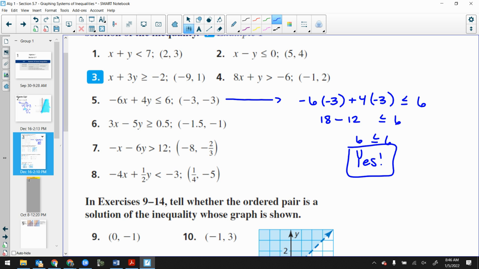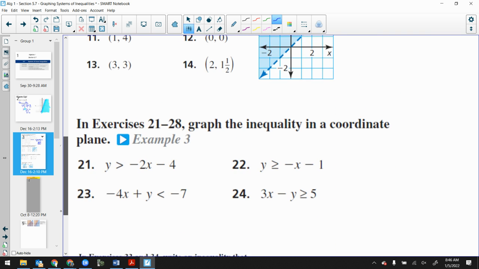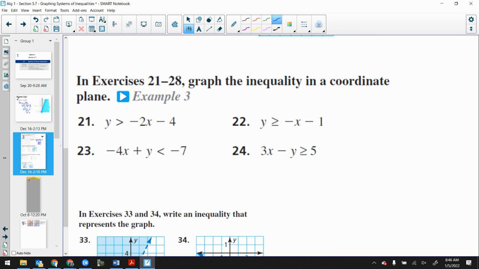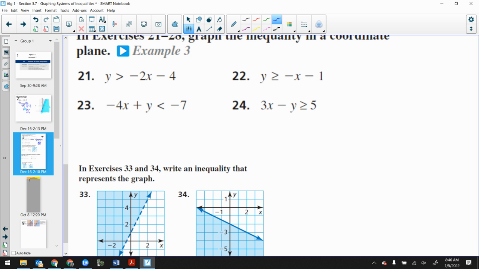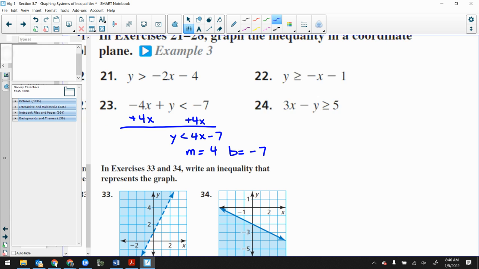What other questions do we have? What else do we want to go over? Let's pick one of the graphing ones. Which graphing problem do you want to see? 21, 22, or 23? Nathan? Can we see 23, please? Yeah. Let's take a look at 23. The first thing that I've got to do is solve this for y. I've got to add that 4x over to the other side. So y is less than 4x minus 7. Okay, so that means my m is 4 and my b is negative 7. Let me get a graph over here.